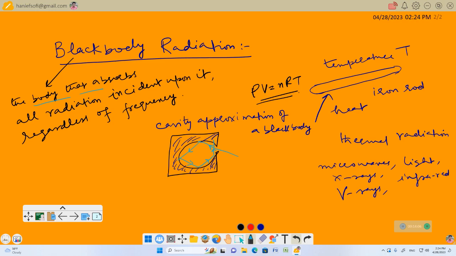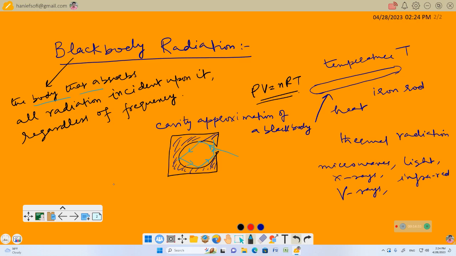Now the cavity walls are constantly emitting and absorbing. When we heat up this cavity, these walls will be constantly emitting and absorbing radiation, and it is the properties of this radiation, which we call black body radiation, that we are interested in. Right?